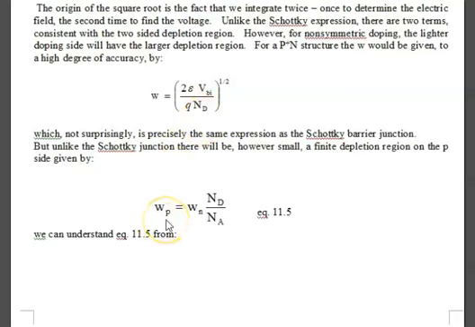Now this equation right here says that the depletion region on the P side is equal to the depletion region on the N side scaled by the doping. If, for example, the doping on the N side is large compared to the doping on the P side, then WP will be much larger than WN. The larger depletion width always goes with the lighter doping.